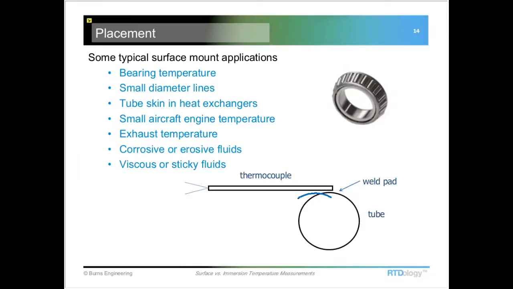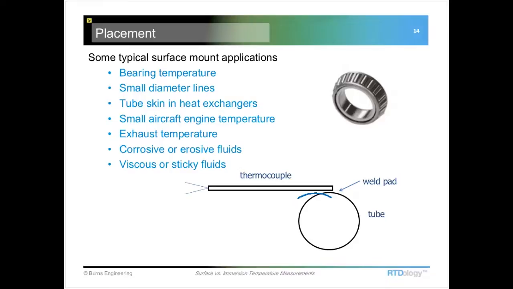Some of the other applications for surface mount would be for bearing temperatures, where we're just interested in maybe monitoring the outer race of the bearing. It might go into a pillow block, or if there's an oil bath that surrounds it, we might be monitoring the temperature of the outside of that pillow block. Again, small diameter lines work real well.